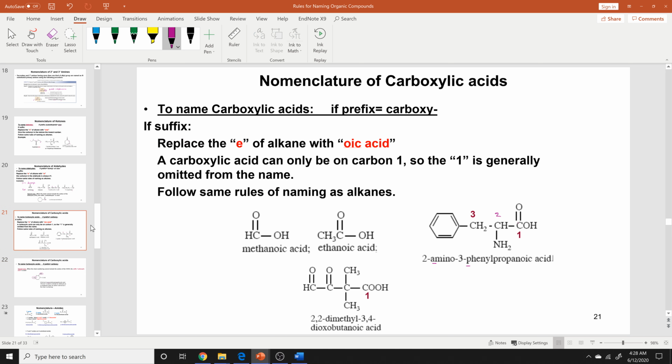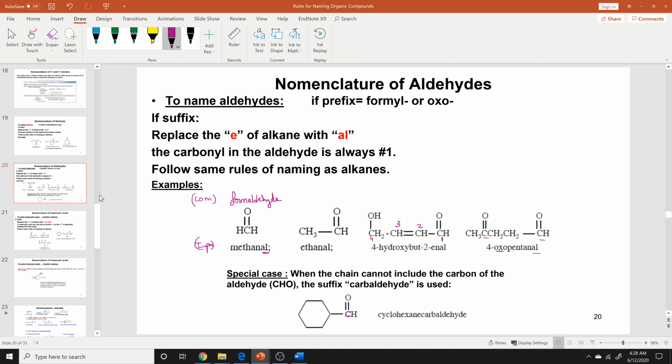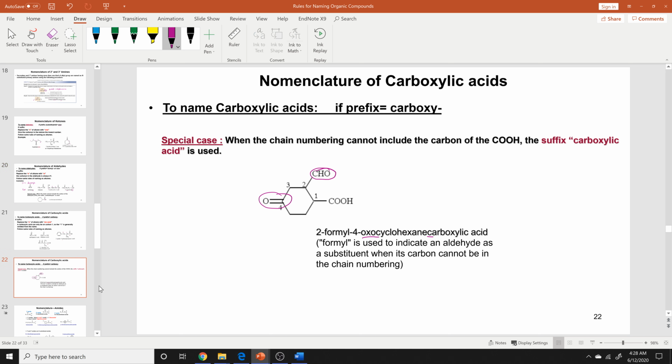Notice oxo, we've used it here to indicate a ketone, and we used al to indicate an aldehyde. So we've used oxo to indicate a ketone, but I cannot use oxo to indicate also an aldehyde, because if I say dioxo, two carbonyls, then you'd mistake the aldehyde for the carbon double bond O of a ketone.